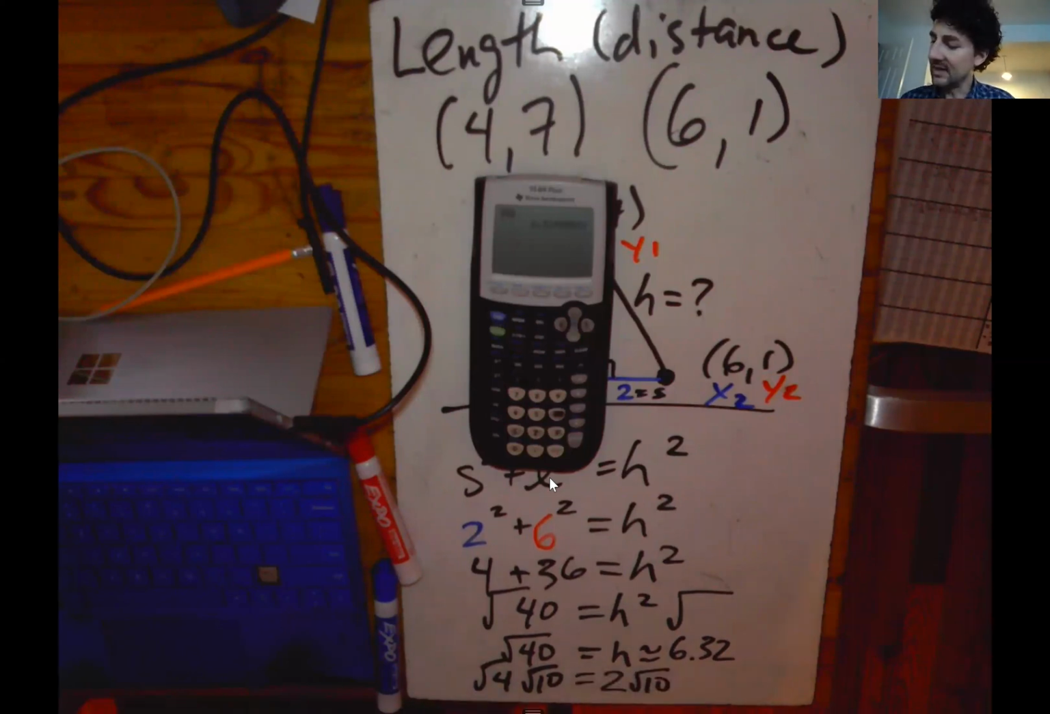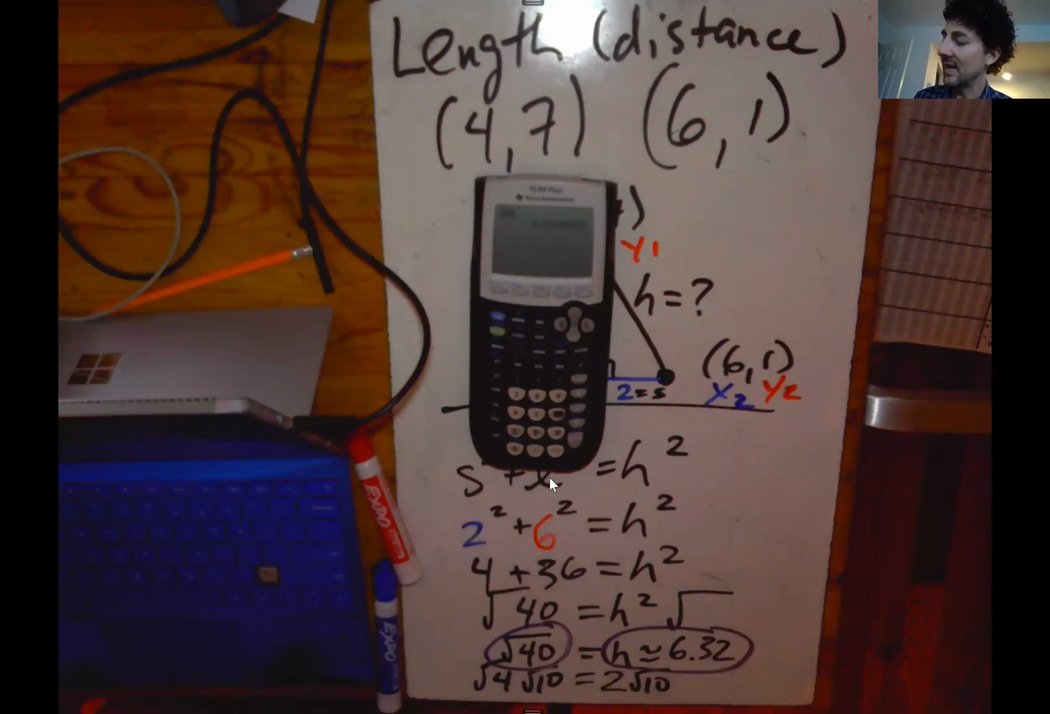So you definitely need to know that h is the square root of 40. You definitely need to know that I can approximate this as 6.32 using the calculator. And then you will continue to practice simplifying, for example, the square root of 40 equals 2 times the square root of 10.